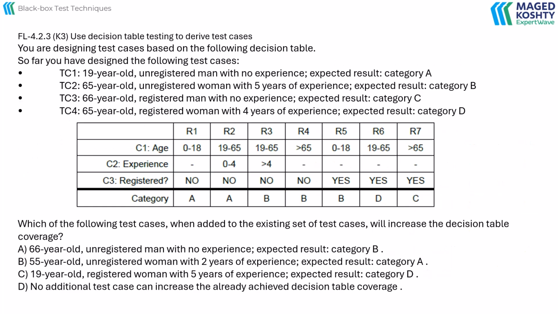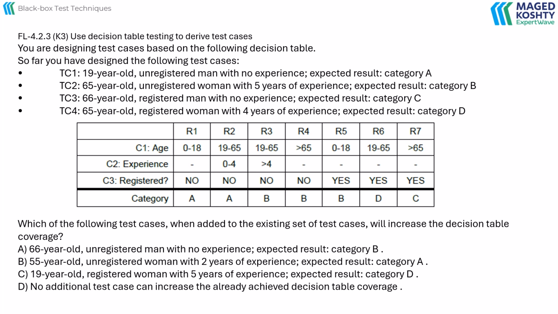Fourth question. You are designing test cases based on a decision table with 7 rules, and we have 4 test cases. The question is, which of the test cases, when added to the existing set of test cases, will increase the decision table coverage? So we need to map the existing test cases to the rules and then map the answer options and select whatever.